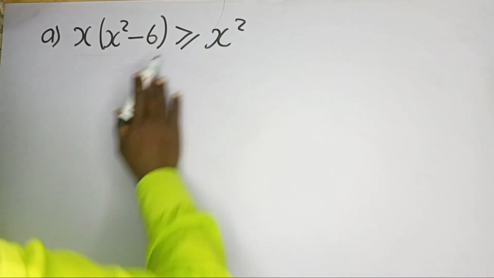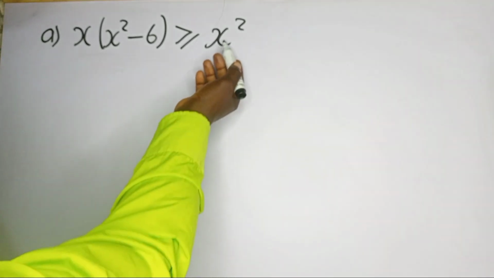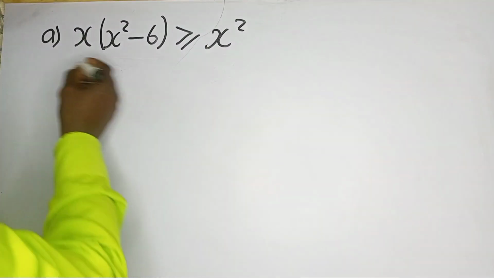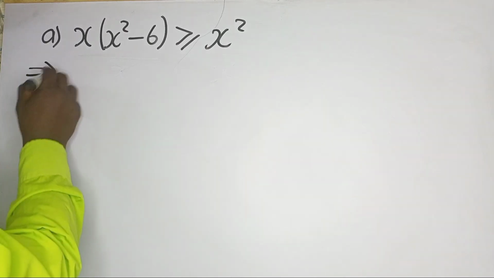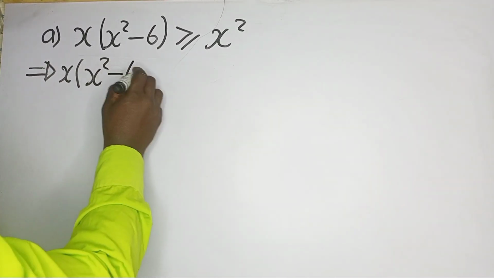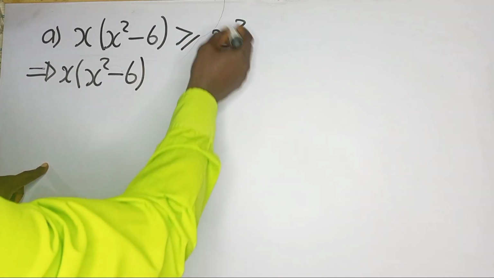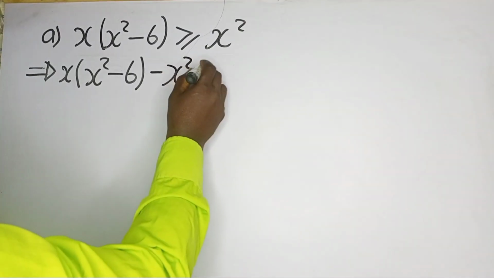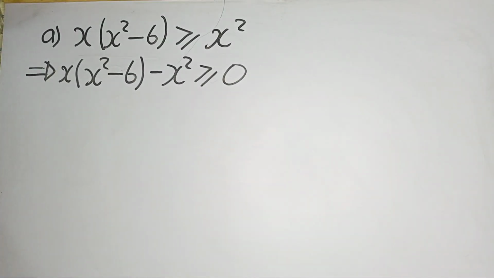To avoid that situation, what we need to do is to take the x² on the right hand side to the left hand side. So we're going to get x(x² − 6). This is positive x², and bringing it this way, it becomes minus x². Now we have greater than or equal to 0, with 0 on the right hand side.